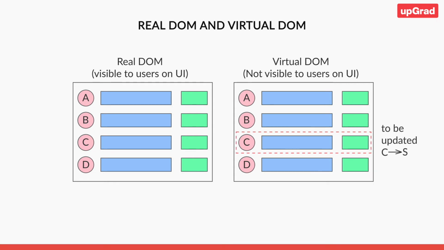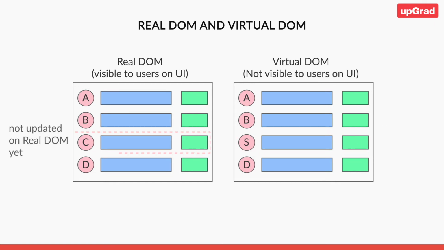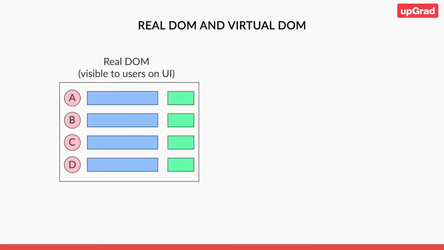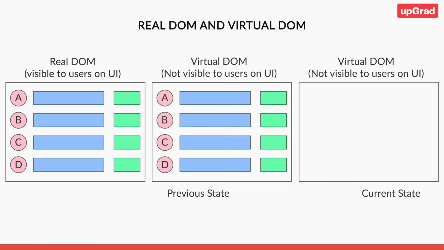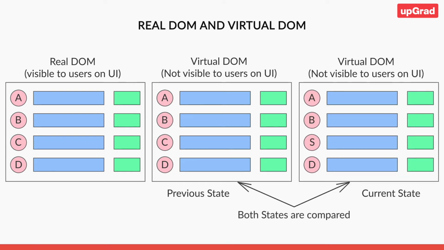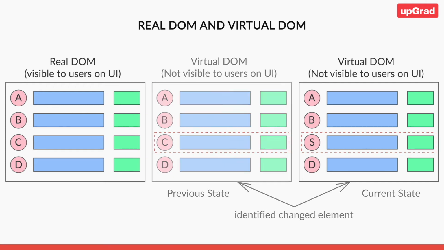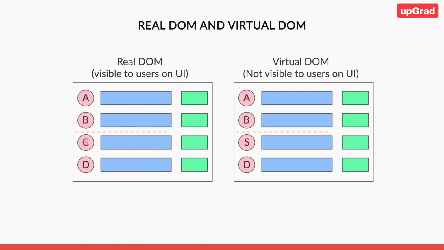This re-rendering of the virtual DOM is super fast compared to re-rendering the real DOM. Note that the real DOM is not updated yet. Now, the current state of the virtual DOM is compared with its own previous state before the update occurred. Only the elements that have changed their state are found, and then such elements are updated in the real DOM. This is when the users get to see the changes.